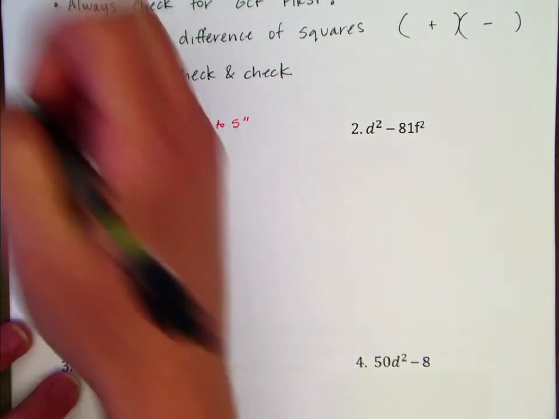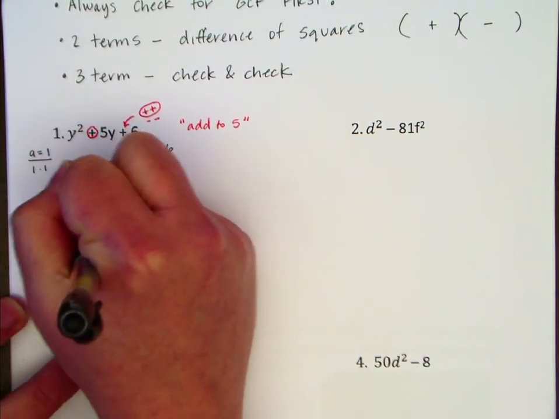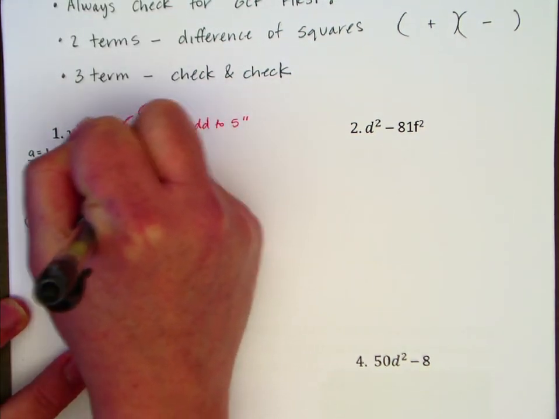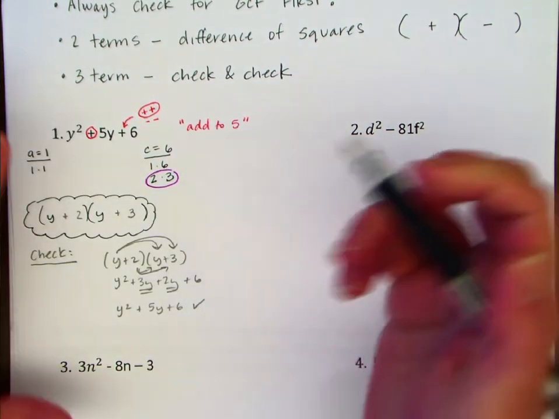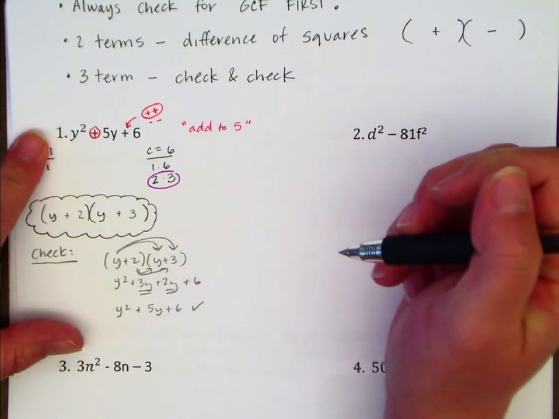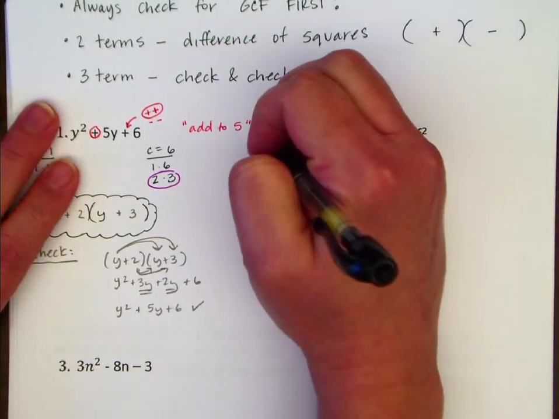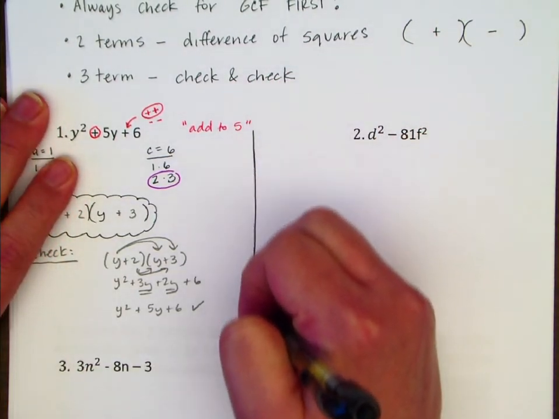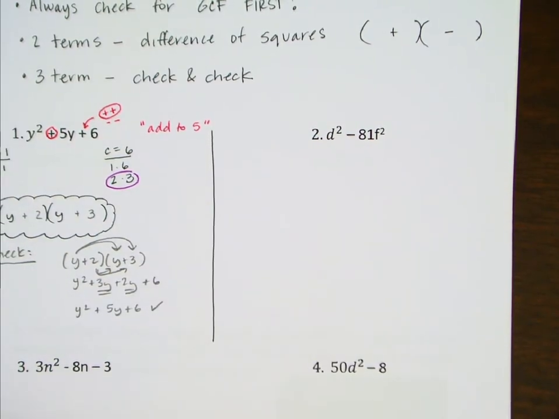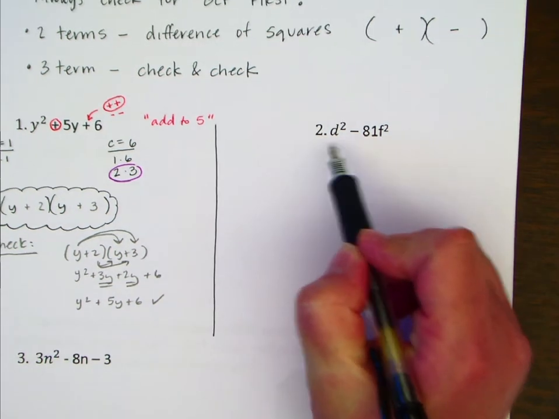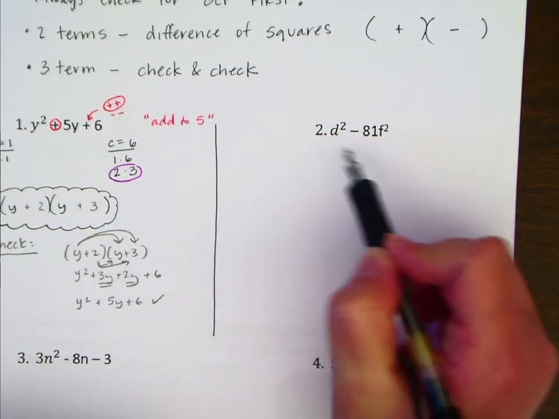Don't forget, box, circle, bubble, highlight your answers once you do your check. Alright, so that was lesson 8.2, if you want to go ahead and write that down. Now let's look over here. Do we have a GCF? No, we don't, huh? Because this is d squared, this is f squared, and there's no numbers but 81.